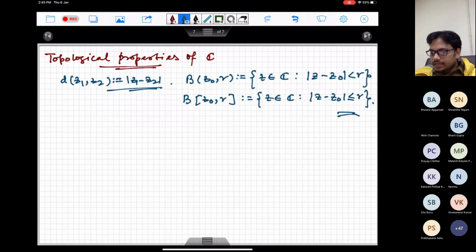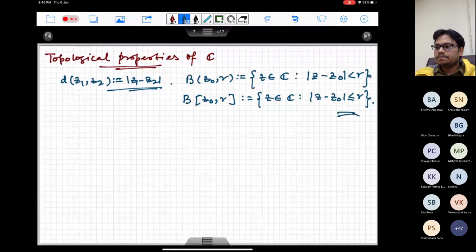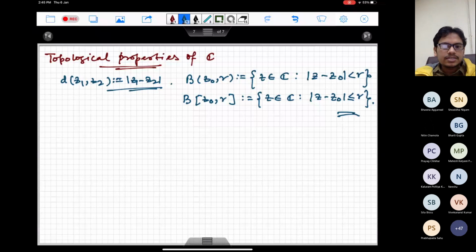Even more importantly, one of the more fundamental things in R was that we were doing all this analysis in terms of convergent sequences. For example, we could talk about continuous functions in terms of convergence of sequences, and how one function maps a convergent sequence to a convergent sequence. Those things we could do in the set of real numbers, and here also it turns out we will be able to do the same thing, with absolutely no difference.